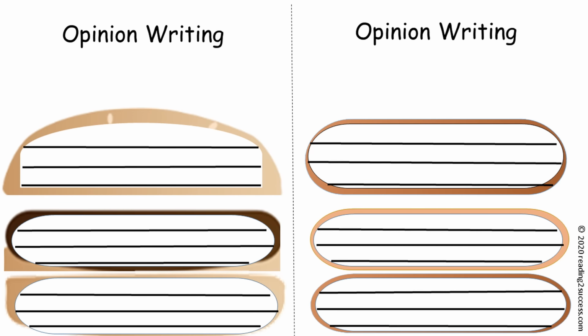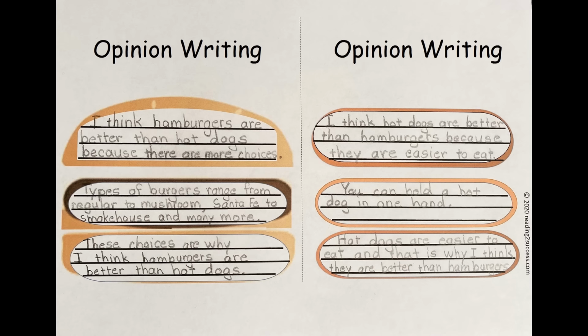This is the template kids will use for the developing piece, and they will only write one. They will decide what their opinion is, and they will either choose hamburgers or hot dogs. This is a completed example, and remember that kids will only write the one that is their opinion. They don't write both. They either write the hamburger developing opinion writing or the hot dog developing opinion writing piece.